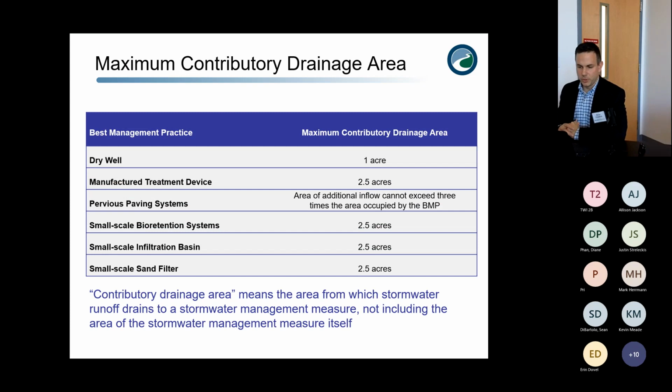And those maximum contributory drainage areas, it's 2.5 acres for most of these different types of BMPs, including bioretention systems, infiltration basins, sand filters, and manufactured treatment devices. Importantly, contributory drainage area means the area that actually drains to the stormwater management measure and does not include the area of the stormwater management measure itself. So you wouldn't include the actual footprint of a bioretention basin in the calculation of what that contributory drainage area is.